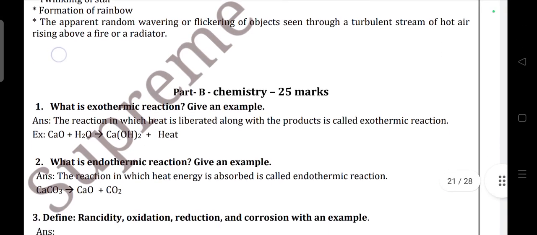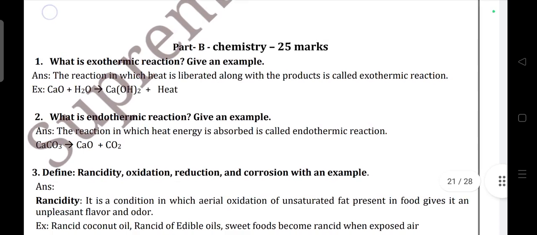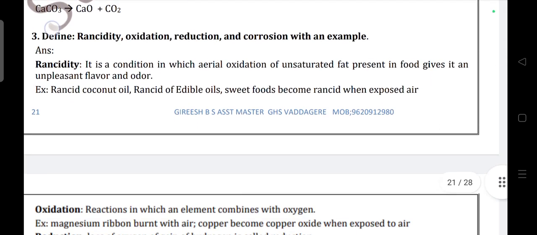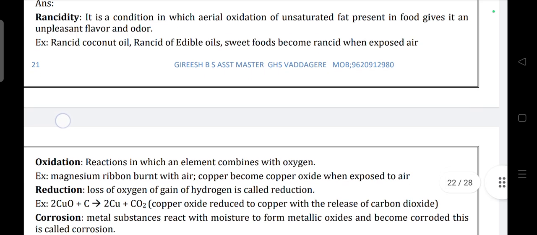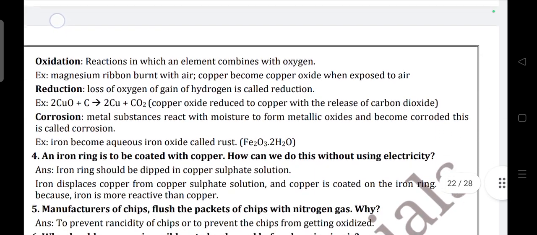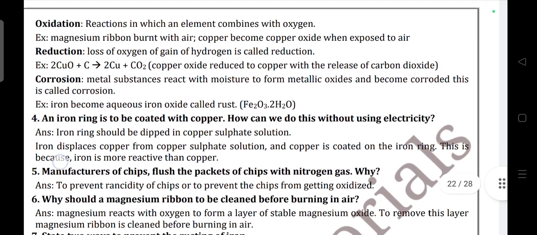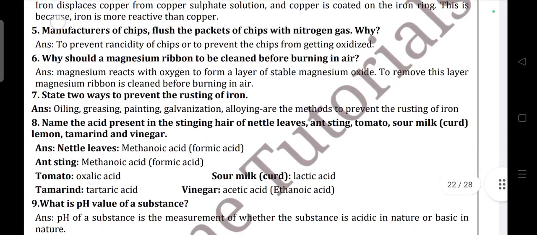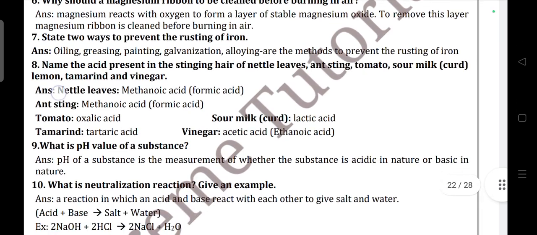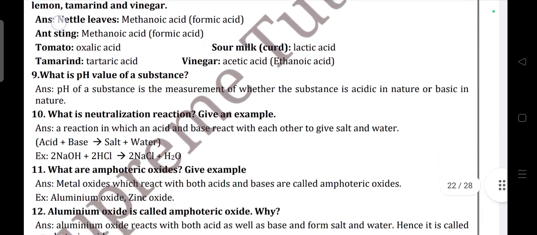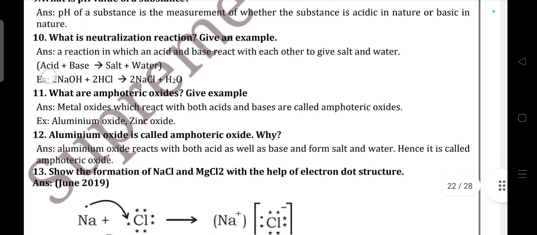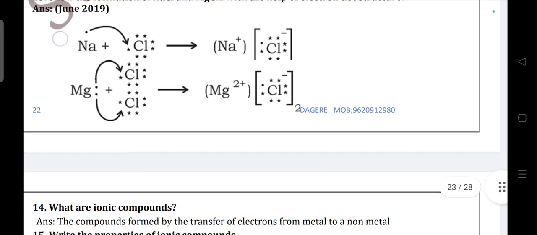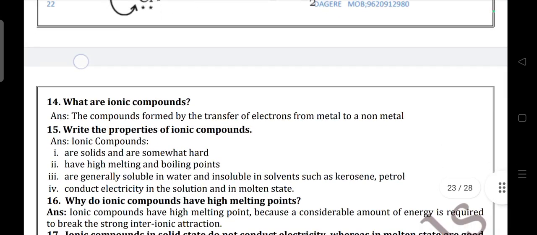Now this is part B, chemistry part. Important questions with answers. Take a screenshot if you want. I am not reading all the questions because the video is already long. If I read, it becomes longer. These are all the important questions. If you read this much, this is enough for your annual exam.